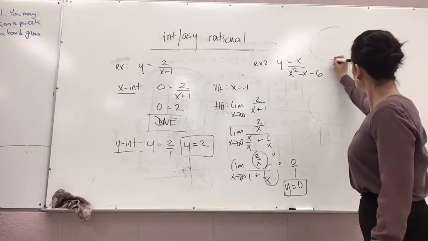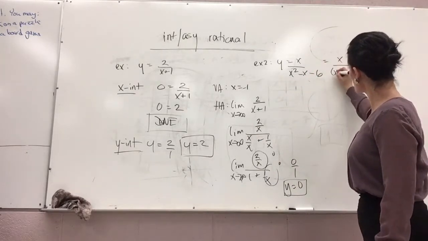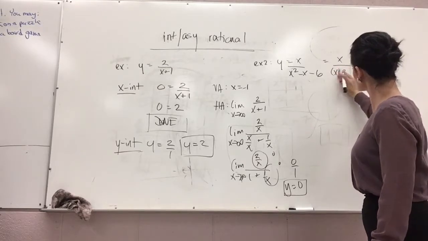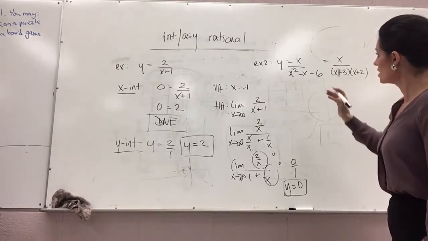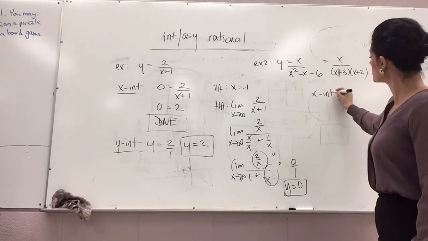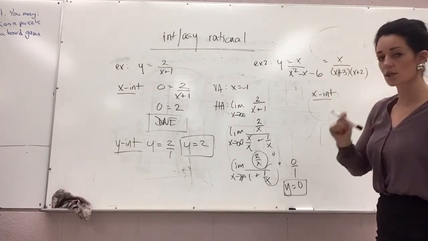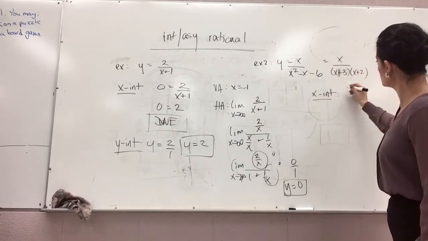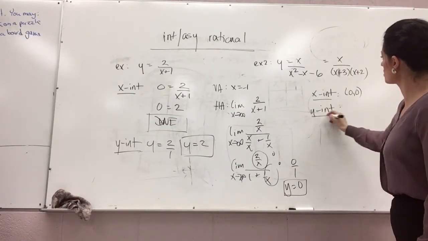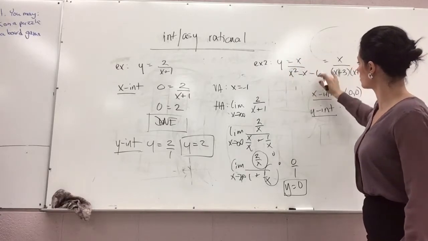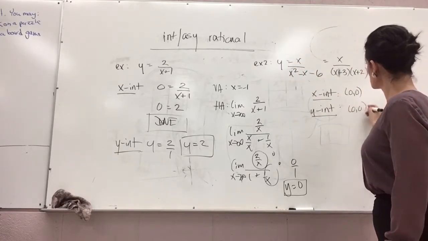This guy here, really quickly, I am going to factor the denominator first. So x minus 3, x plus 2. So I'm going to use what I told you about just looking in the numerator. What's going to make the numerator 0? 0. Okay, y-intercept, I set x equal to 0. I'm going to go back to my original here, so 0 over -6, so 0.